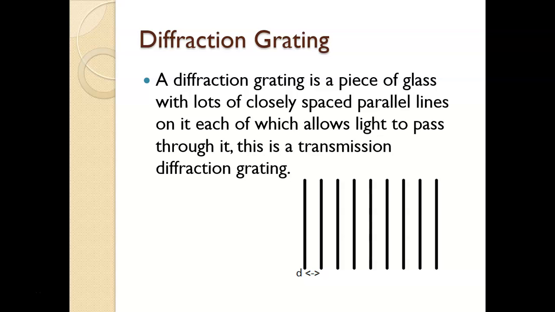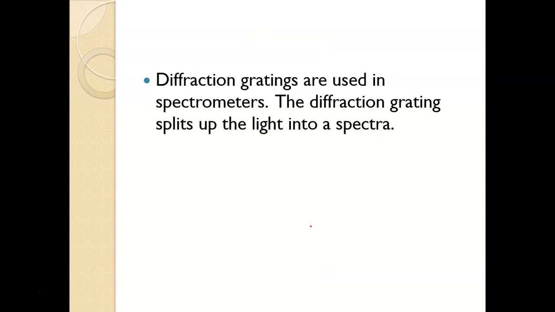Now, the diffraction grating is really just a piece of glass with lots of closely separated lines. Again, these need to be comparable to the wavelength of light in order to actually witness this, right? And so this, for light, would actually have to be quite a small distance apart. They're used in spectrometers to split light up into its different spectra. It will look something like that, where you see all the different colors of the light coming through here.